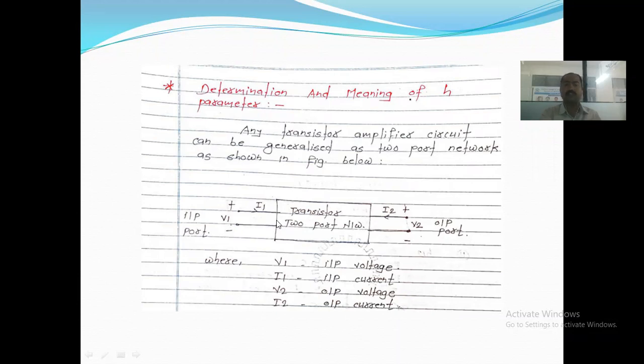See, one important thing with respect to the transistor: it has three terminals, right? Emitter, base, collector. So when we use the transistor as a two-port network, it requires two terminals as input and two as output. So for the two-port network we require four terminals. For that, one terminal, either base, emitter or collector, is taken as common.